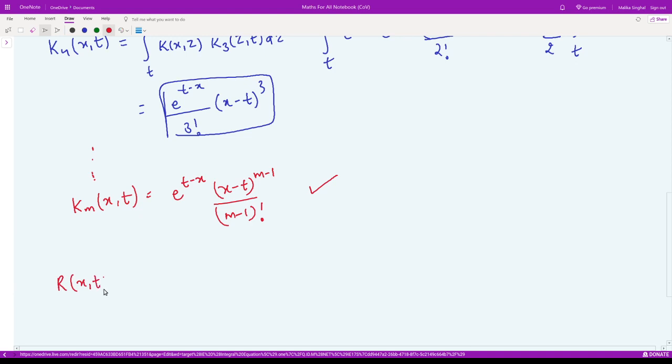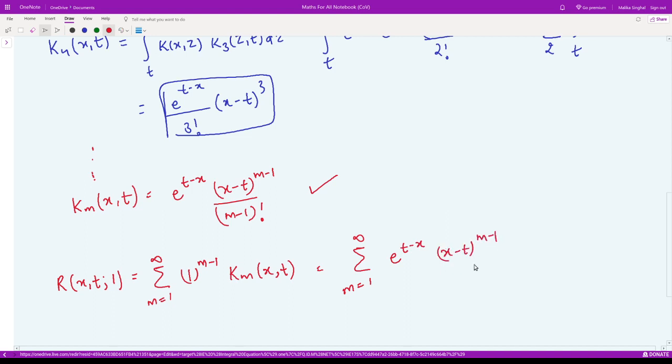Our resolvent kernel, that would be equal to summation m varies from 1 to infinity, 1 raised to power m minus 1, that is 1 only, right? And then kmxt, so it would be summation m varying from 1 to infinity, e to the power t minus x minus t raised to power m minus 1 divided by m minus 1 factorial, right? Now this term is independent of m, because the summation is depending on m. So we can take this term common or out from the summation.